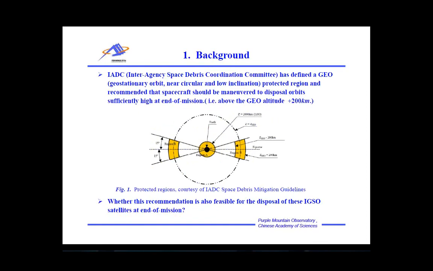Another reason comes from IADC mitigation guidelines. For conventional GEO satellites, IADC has defined a protection region like this, region D, and recommended that all spacecraft in GEO should be maneuvered to disposal orbits sufficiently high at the end of mission, let's say about GEO altitude plus 200 kilometers.